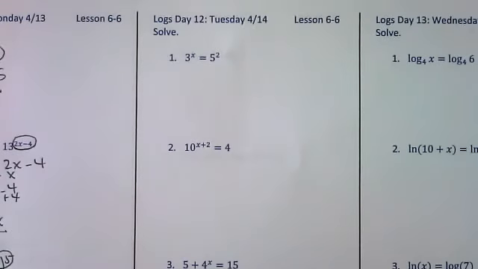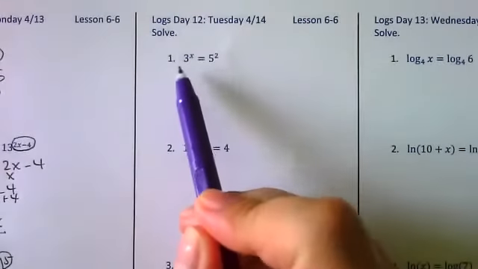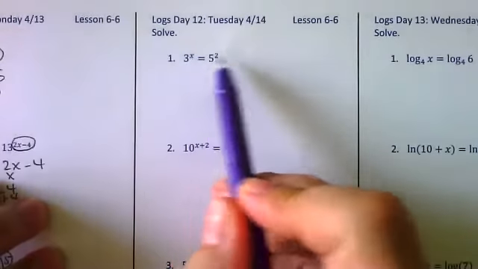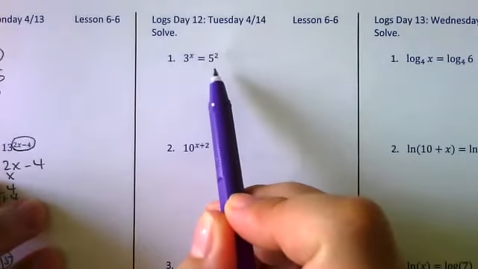Here are the solutions for logs day 12. So again, we're solving exponentials, but this time we cannot make them the same base. There's no way that I can take a 3 and a 5 and make them the same base. So for this one, I'm not allowed to just set the exponents equal because the bases are not the same.